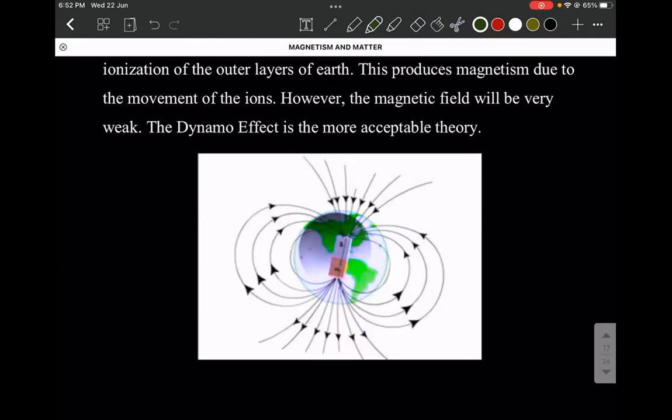Sir, I'm not able to follow the second part. Can you repeat that, magnetism being induced due to the ionization of the outer layers of Earth? I'm not able to catch that line.